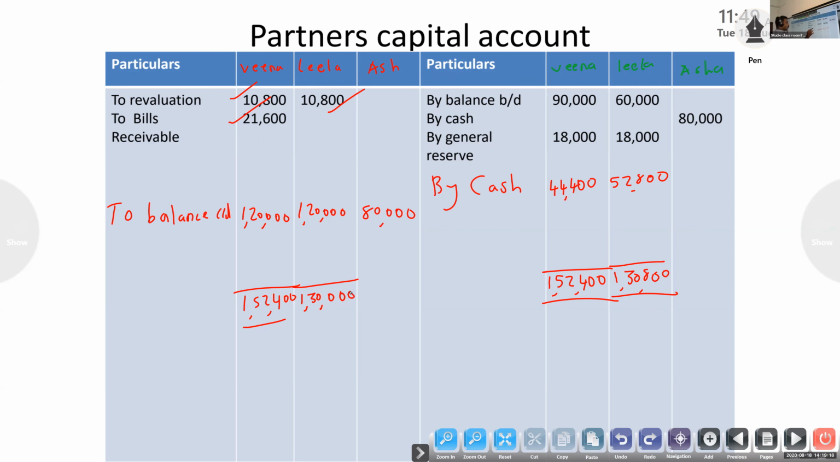You will make a mistake only in this one. So you can write balance. Balance will be the new partner's capital. The difference you have to adjust through cash. Understand?